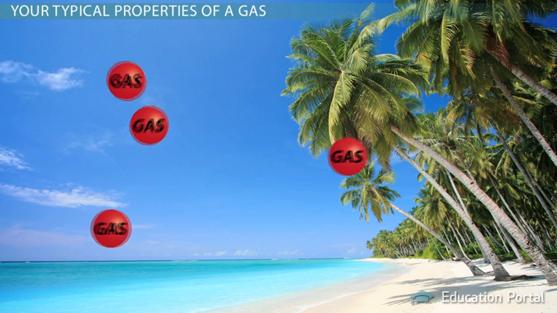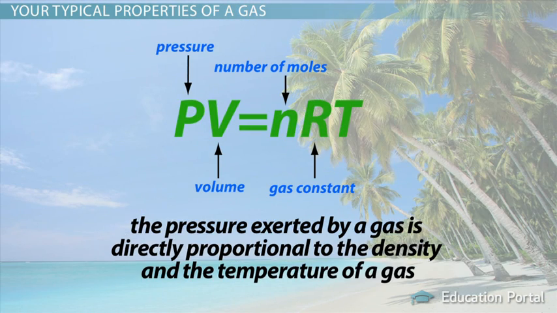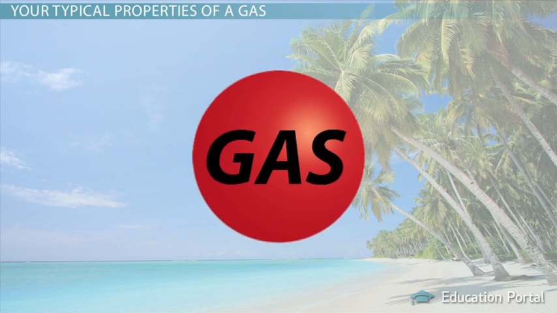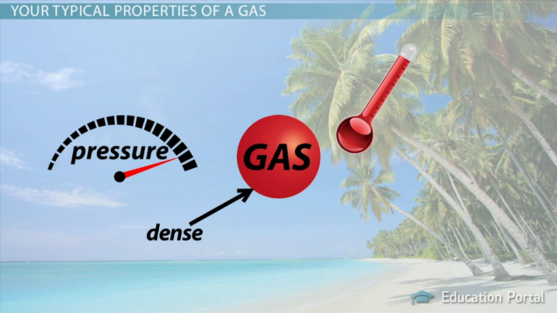How do these gases behave? Really quickly put, the pressure exerted by a gas is directly proportional to the density and the temperature of a gas. When you compress a gas, it becomes denser and its temperature increases. When the temperature increases, the pressure increases.